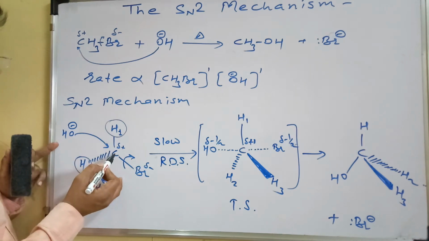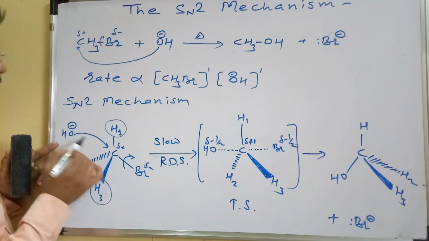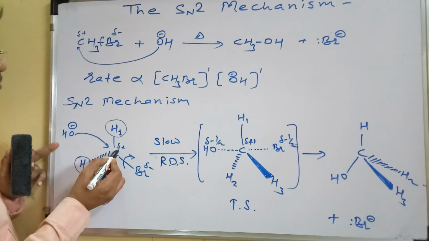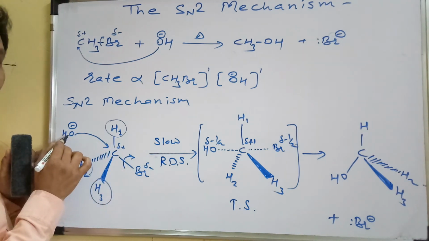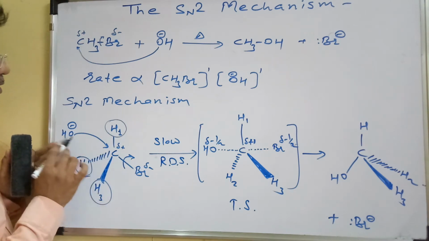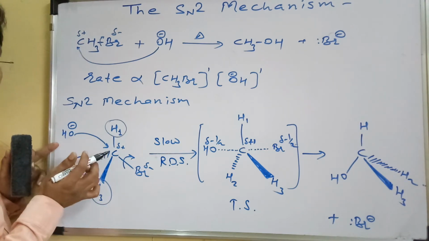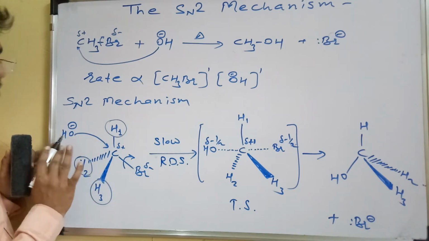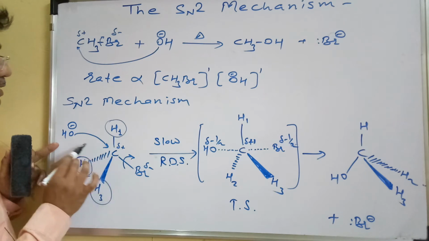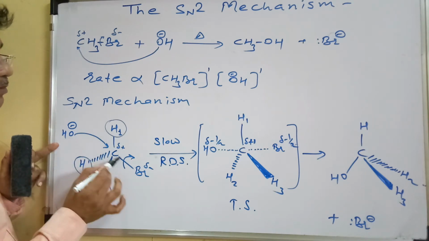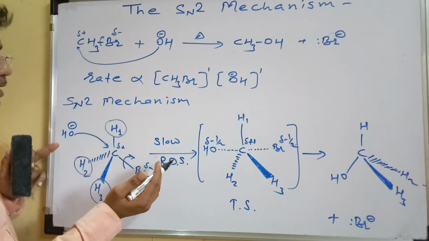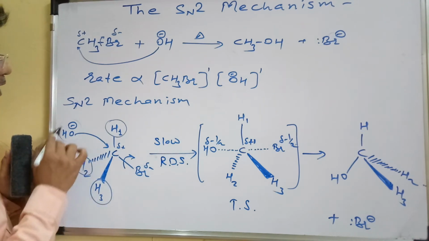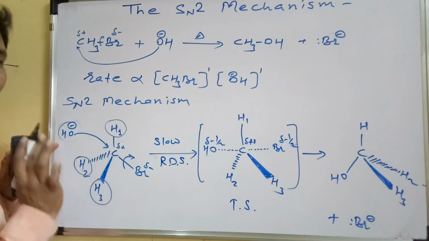The second point of this attack is that it is a favorable attack. Backside attack is favorable because this carbon has a partial positive charge and this OH has a partial negative charge, and there is an electrostatic force of attraction between them. Why is it called backside attack? Because the carbon-bromine bond is considered the front side, and the nucleophile attacks the partially positive carbon from the backside of the carbon-bromine bond.